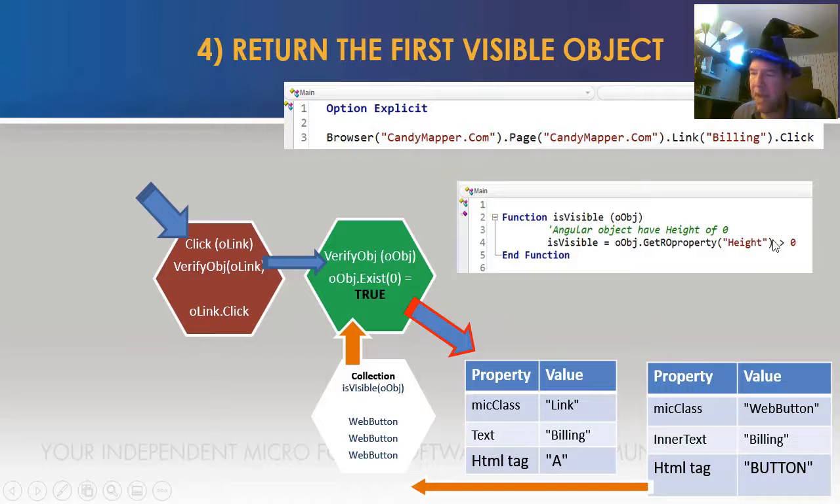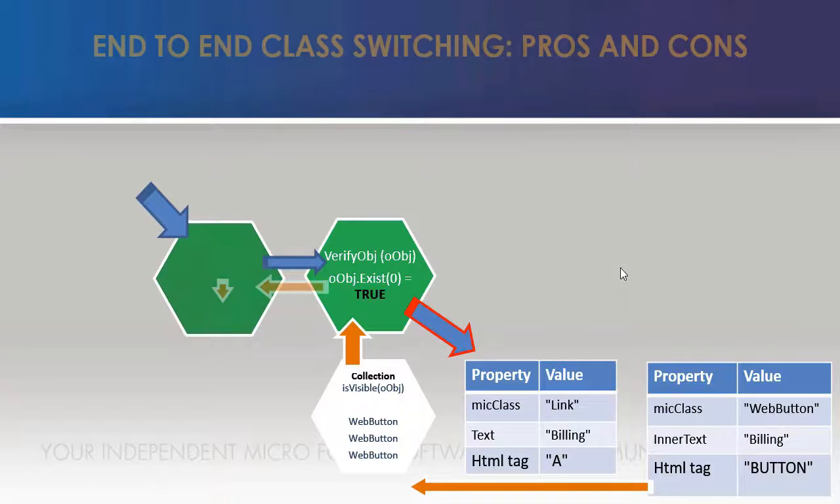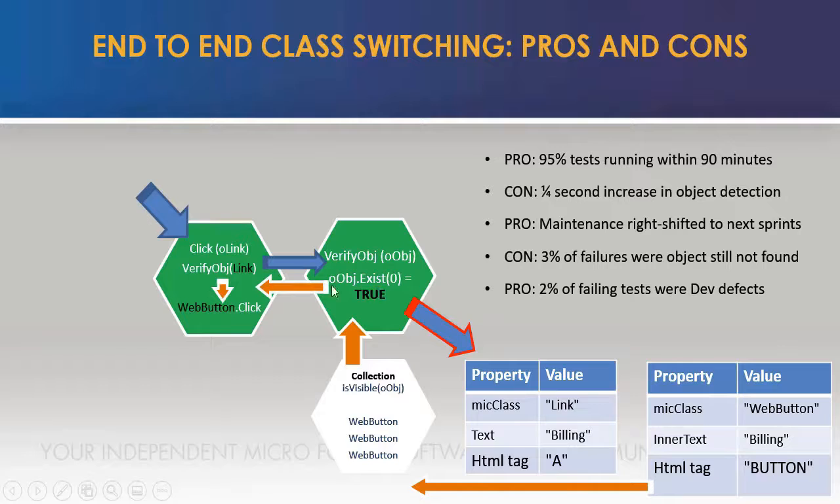Visible property hasn't worked in years. Don't even bother trying to use it. Quick tip there. All right, so this object is found, and we go and click on it. Now, what happened in our story there?